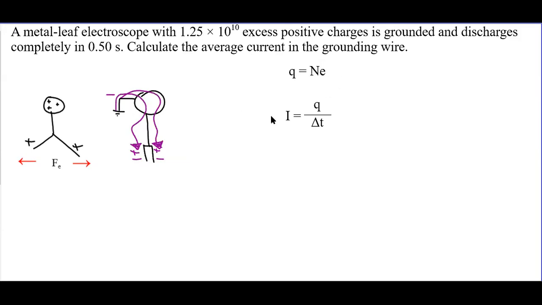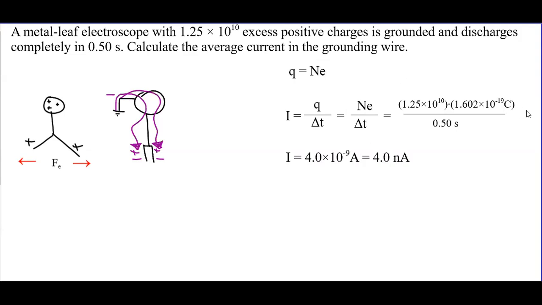In order to calculate the current, I've got to combine these two equations. So when I substitute in N E for Q, I end up with an equation for current in this context to be I equals N times E divided by time. So your number of charges multiplied by the fundamental value of charge, all divided by time. Plug in your math. The only unit you really have to worry about is your coulomb and your second. You end up with a coulomb divided by a second, which by definition is an amp. And so you end up with about 4 nanoamps.